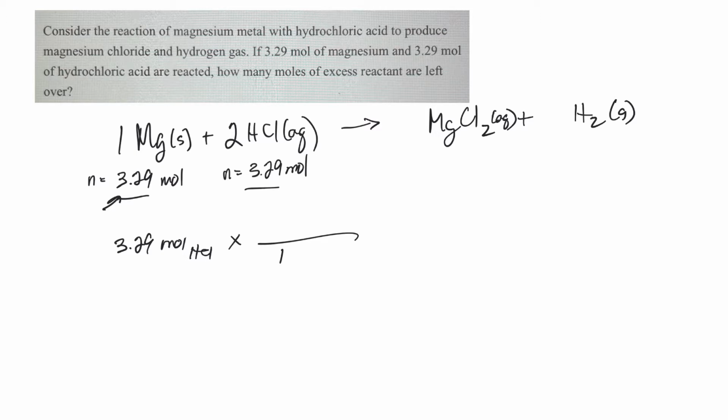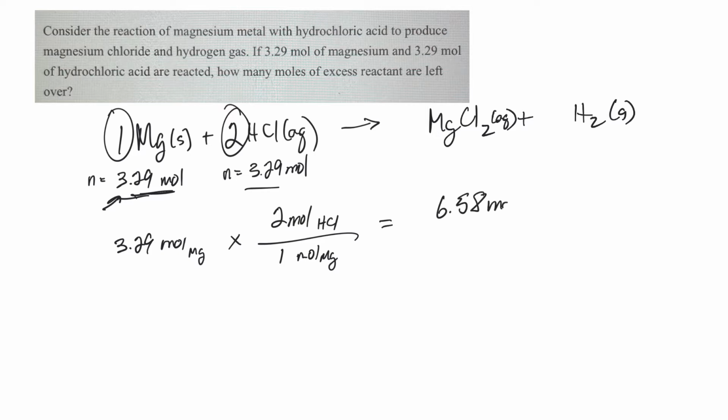So if I have 3.29 moles of magnesium, it needs to react with, not HCl, sorry, I said start with this one, of magnesium. It'll react 1 mole of magnesium, that's that number, reacts with 2 moles of hydrochloric acid, that's that number. So if you double that, that'll be 6.58 moles of HCl, and that's required.